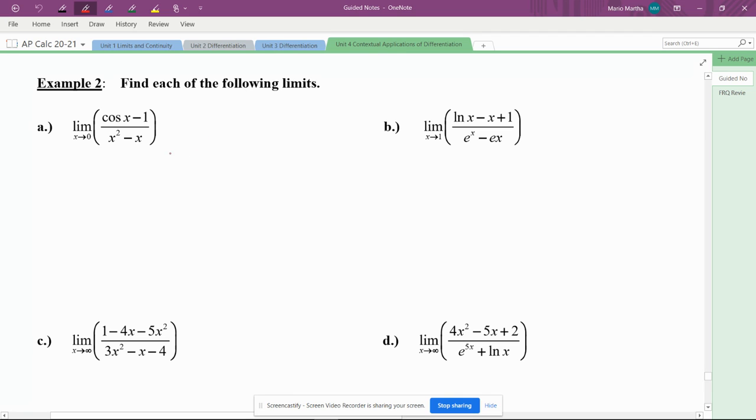Welcome back to part 2 of 4.7. So find each of the following limits. The limit as x approaches 0 of the cosine of x minus 1 over x squared minus x. So this was the one of the graph we were looking at.